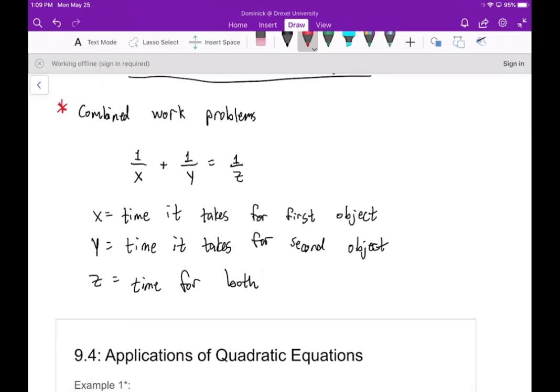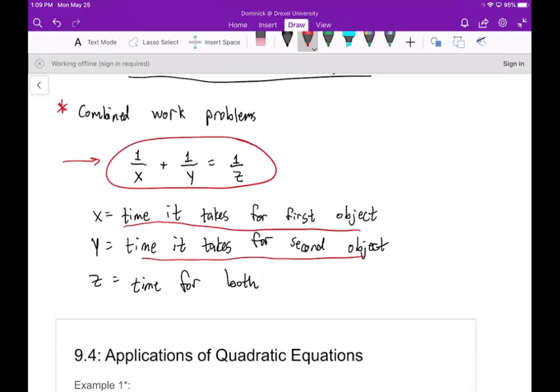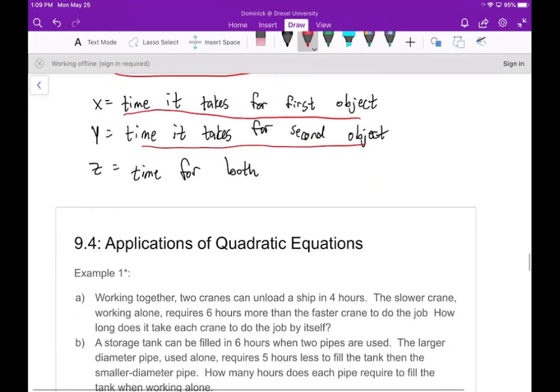Now that relation is defined by this formula here, right? So if you have the time that it takes for the first person or the first object, if you have like a machine or something, to complete the job, the time it takes for the second object to complete the job, and the time for both, we can relate it by this formula. All right, so that's what we're going to do here.